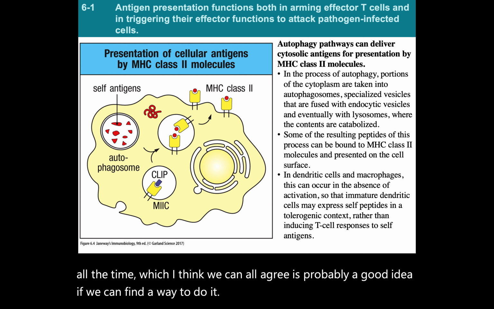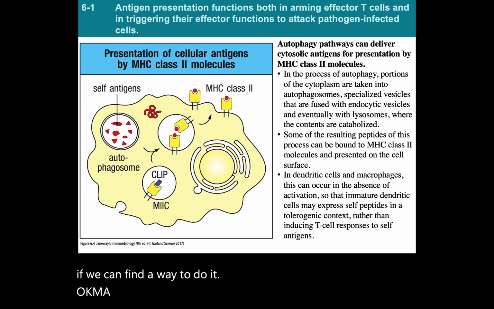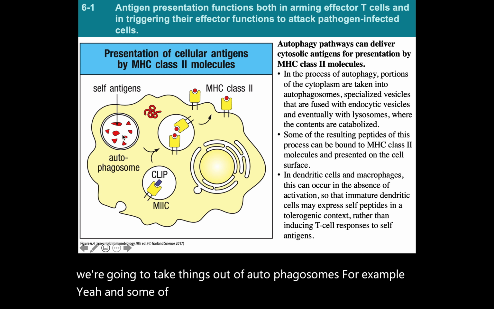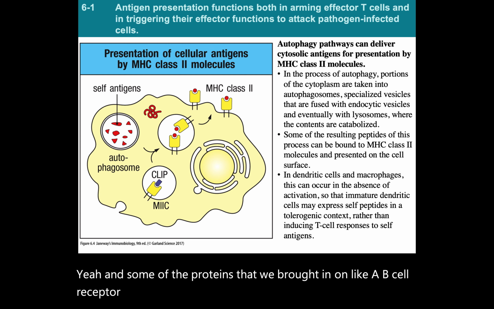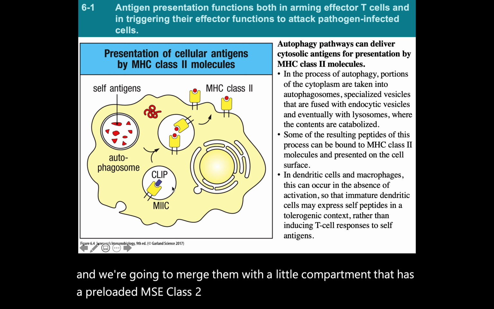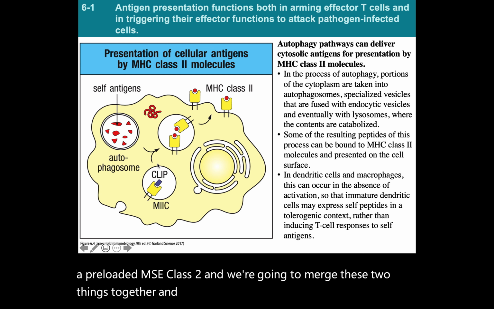Okay, MHC class 2 is going to be a different thing. So MHC class 2, we're going to take things out of autophagosomes, for example, and some other proteins that we brought in on like a B cell receptor, for example. And we are going to shred these things up, and we're going to merge them with a little compartment that has a preloaded MHC class 2. And we're going to merge these two things together. And so then all the little parts are going to lock in.